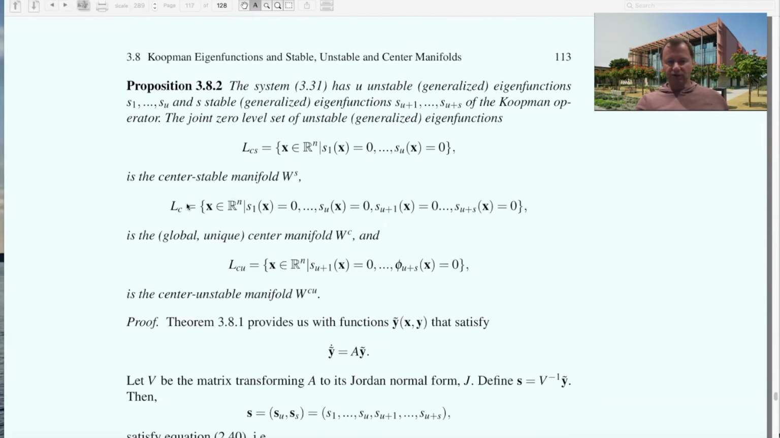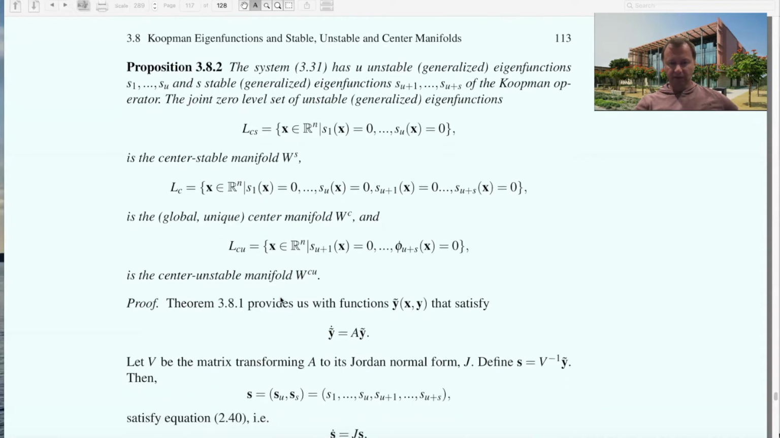This LC, the joint zero level set of stable and unstable eigenfunctions, is the global and unique center manifold in this case, WC, and LCU is the center unstable manifold. So this uniqueness here is really due to our definition, and I'll give an example of that in a moment.